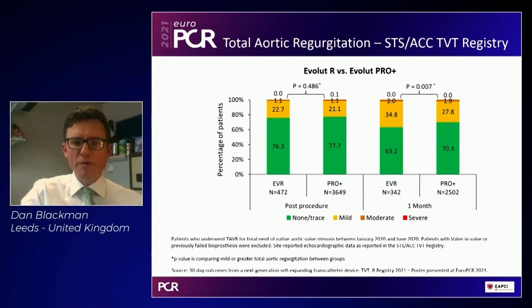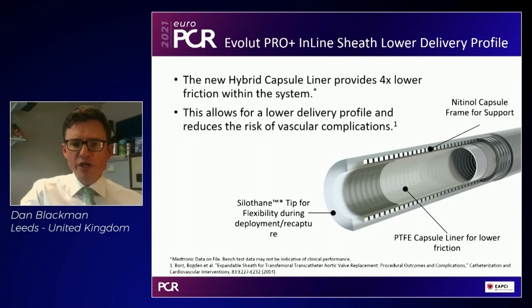And if you look at the right-hand panel, you can see when we compare Pro Plus to Evolut R, this is with 1 month site-performed and reported echocardiogram, that there's a highly significant reduction in mild PVL, an increase in none or trivial PVL. No change in the very small 2% of patients with moderate or more. What about the reduction in the size, the diameter of the capsule?